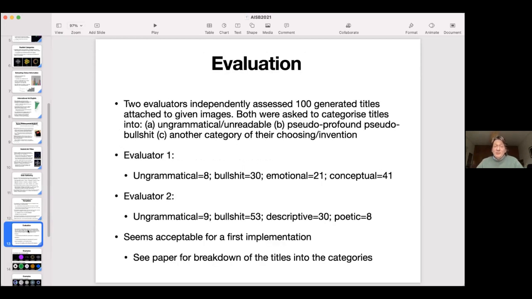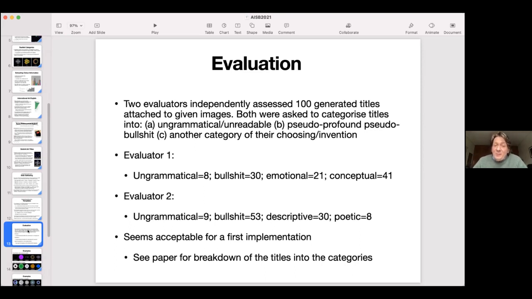To evaluate this process, myself and Sebastian Burns, with a background in art, I guess, Sebastian certainly, we assessed 100 generated titles attached to the given images, and we asked ourselves to categorize the titles into basically unreadable because their grammar is so bad, ones which hit the mark of pseudo-profound, pseudo-bullshit, and then anything else which we thought might be a useful categorization of them.